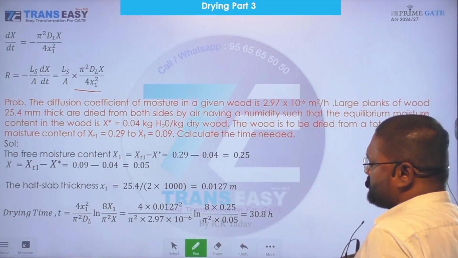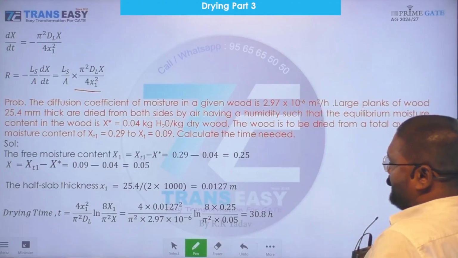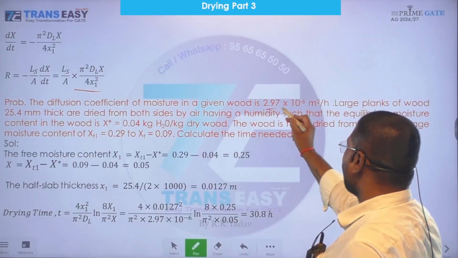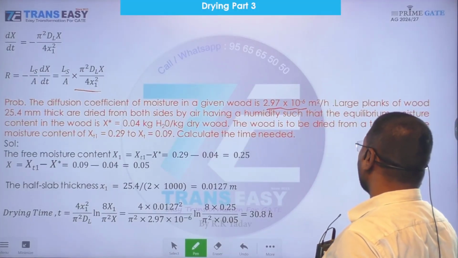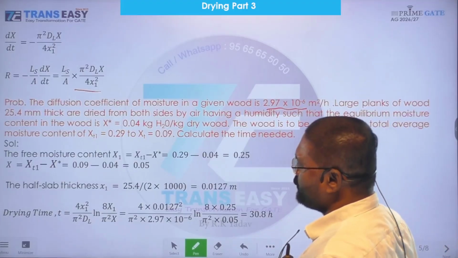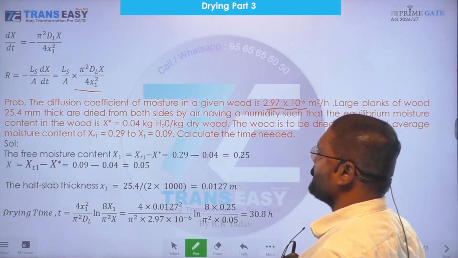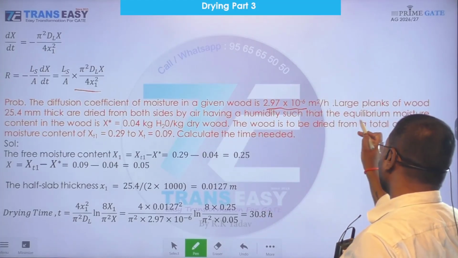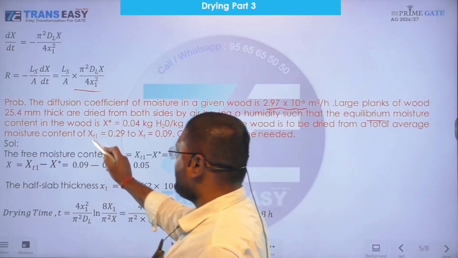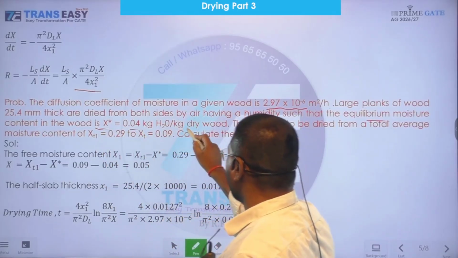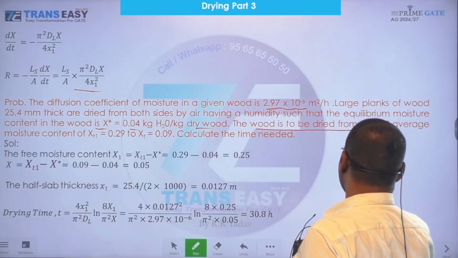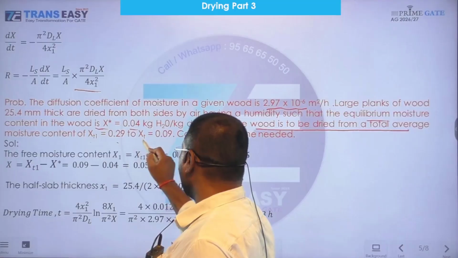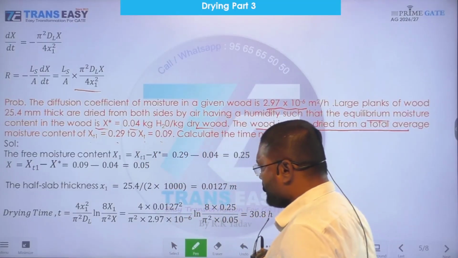Problem based on this concept. The diffusion coefficient of moisture in a given wood is 2.97 into 10 to the minus 6 meter square per hour. Large planks of wood 25.4 mm thick are dried from both sides by air having a humidity such that the equilibrium moisture content in the wood is this kg H2O per kg of dry wood. The wood is to be dried from a total average moisture content xt1 this to xt this. Calculate time needed. So this is the formula.